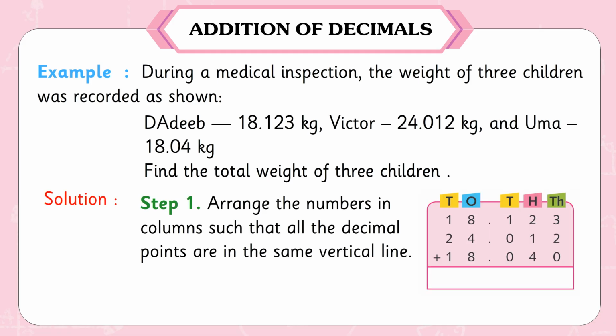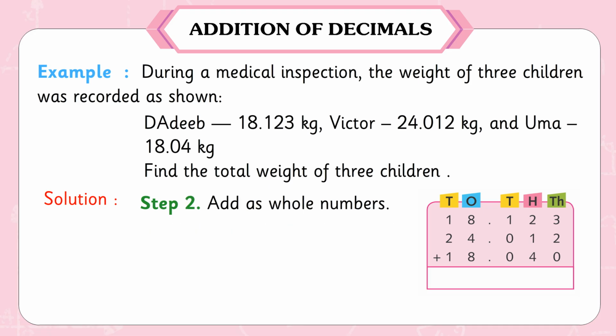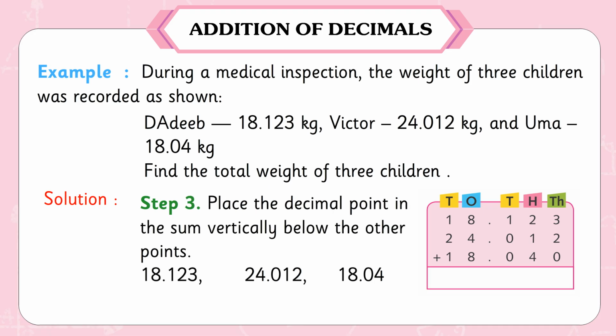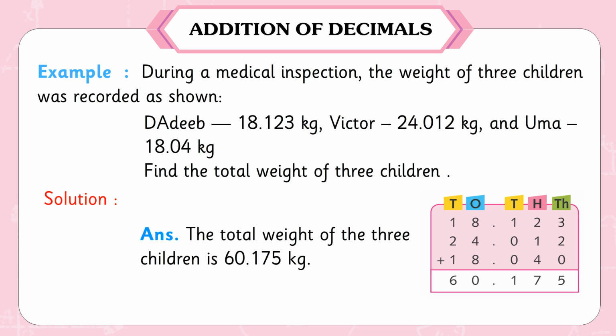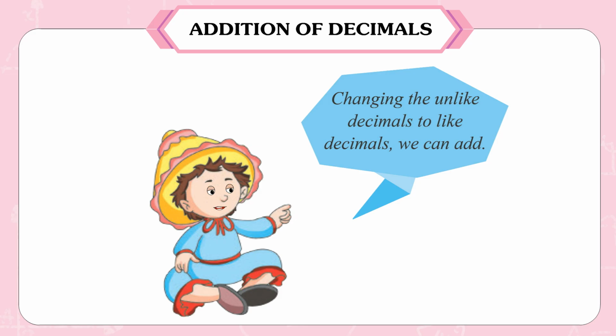Solution. Step 1. Arrange the numbers in columns such that all the decimal points are in the same vertical line. Step 2. Add as whole numbers. Step 3. Place the decimal point in the sum vertically below the other points. 18.123, 24.012, 18.04. Answer. The total weight of the 3 children is 60.175 kg. Changing the unlike decimals, we can add.